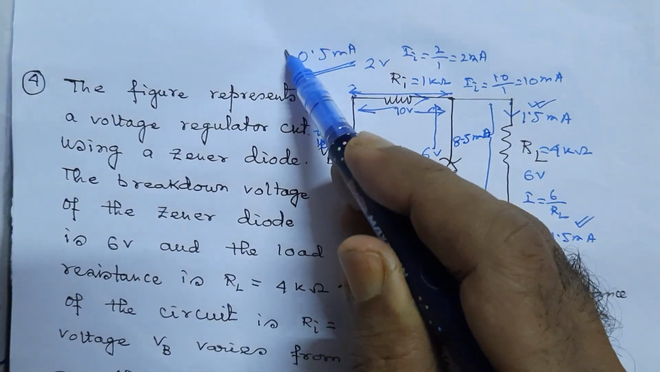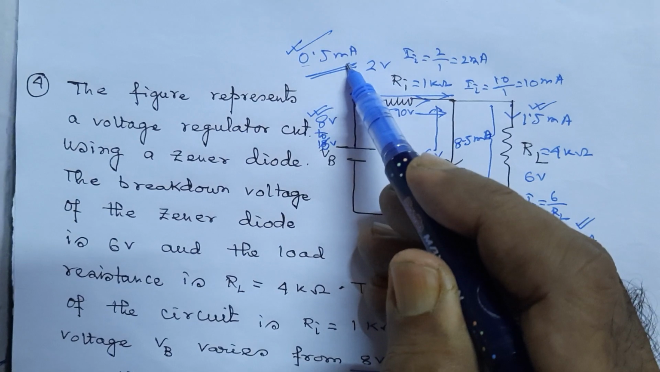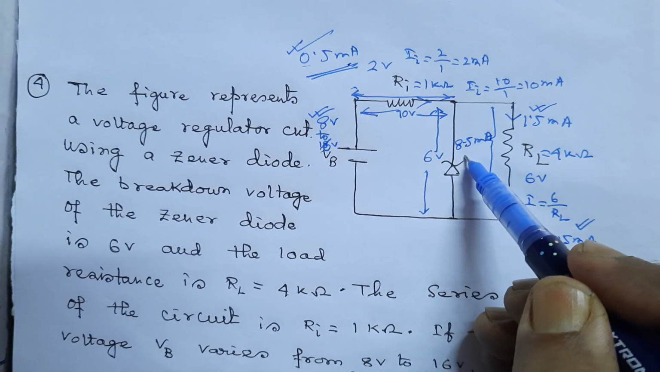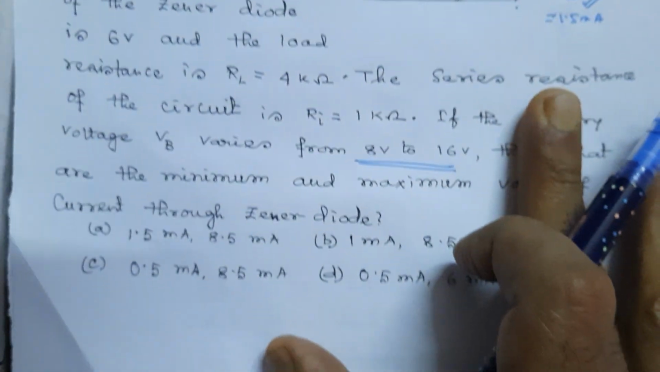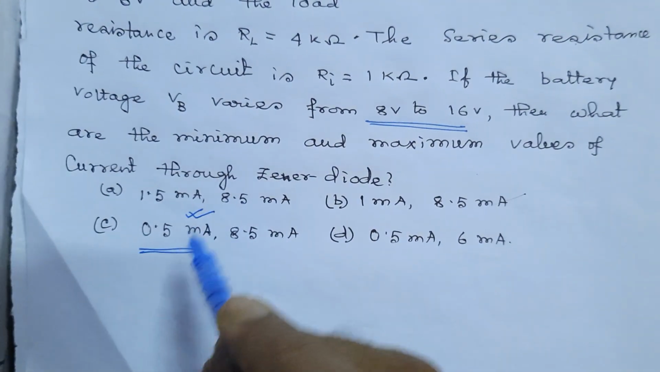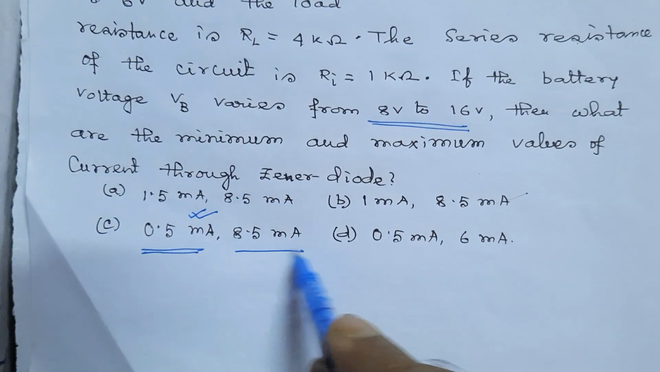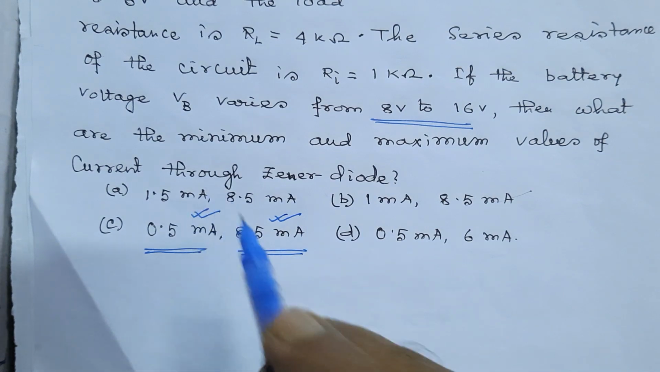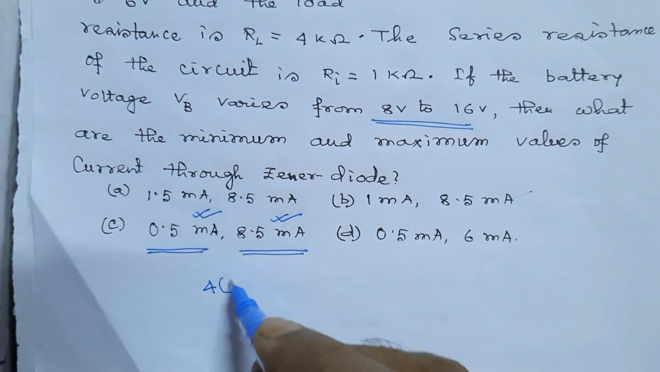So in the first case, current through the Zener diode was 0.5 milliampere. In the second case, it was 8.5 milliampere. So the minimum current through the Zener diode is 0.5 milliampere, and the maximum current through the Zener diode is 8.5 milliampere. So the correct answer is 4C.